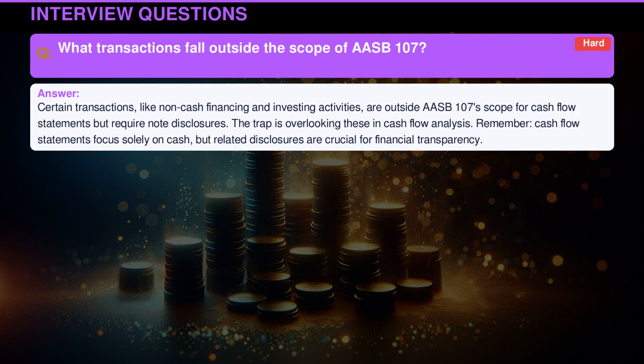Certain transactions like non-cash financing and investing activities are outside AASB 107's scope for cash flow statements, but require note disclosures. The trap is overlooking these in cash flow analysis. Remember, cash flow statements focus solely on cash, but related disclosures are crucial for financial transparency.